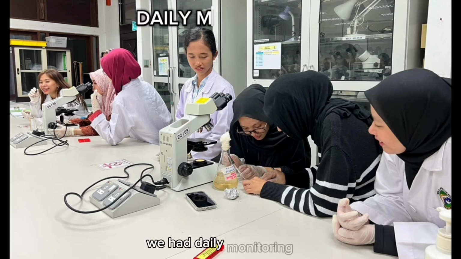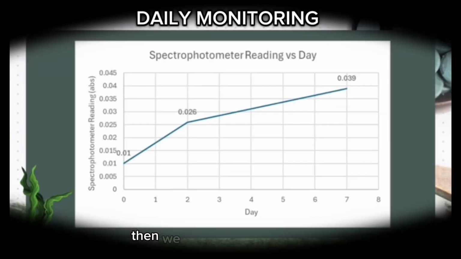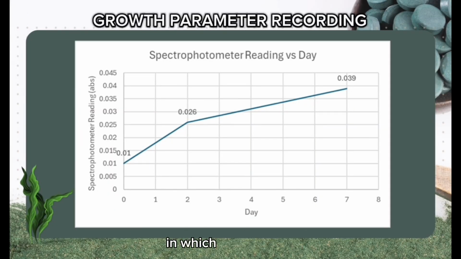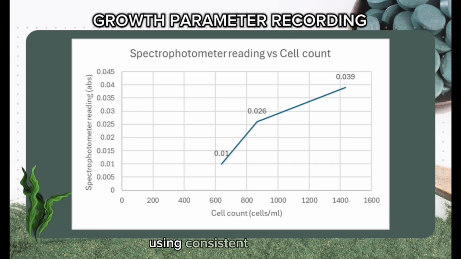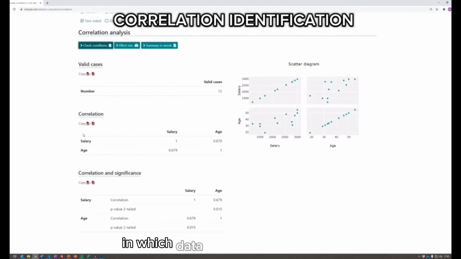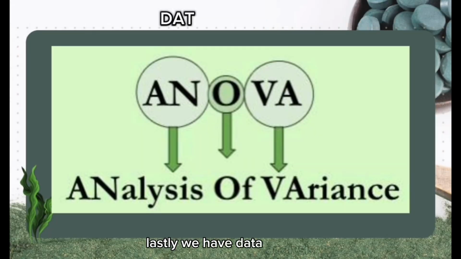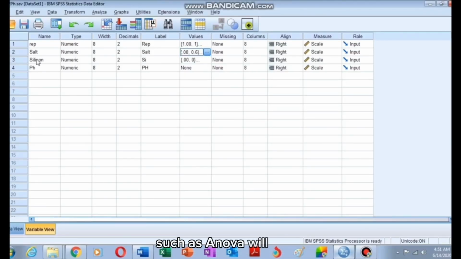Lastly, this is the detail of temporal variation studies. We had daily monitoring. pH, light intensity and salinity were recorded daily using calibrated meters. Then, we had growth parameter recording, in which absorbance, cell counts and biomass were measured every 3 days using consistent technique. And then we had correlation identification, in which data trends were examined to correlate specific growth phases with environmental changes. Lastly, we had data analysis, in which statistical methods such as ANOVA were applied to assess the significance of observed variation.